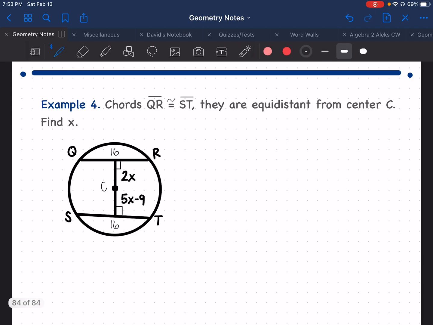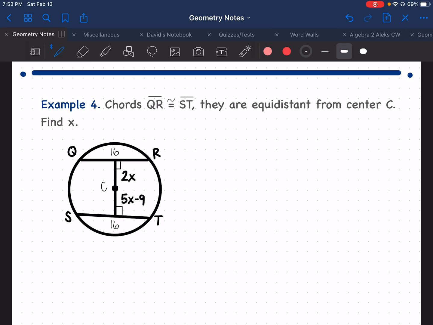Here is our final example. Chords QR and ST are congruent. So not only am I telling you in the sentence, but I'm also showing you in the picture by saying that they're both 16. Now, I didn't have to do both of those, but I did. They are equidistant from the center. So I'm giving you that fact. I want you to go ahead and find x.